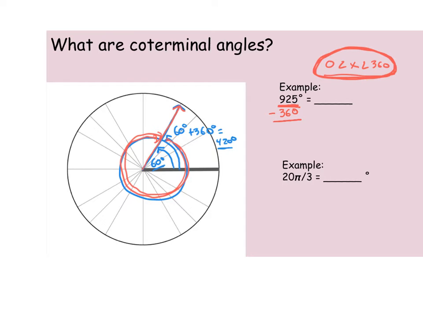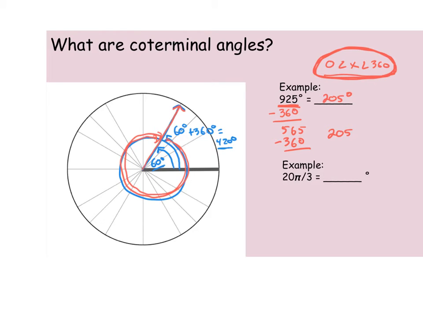So the first time that I subtract 360, I'm going to get 565. Well, that's not between 0 and 360, so I have to subtract 360 again. And when I do that, I get 205. Well, 205 is between 0 and 360, so that's going to be my coterminal angle.